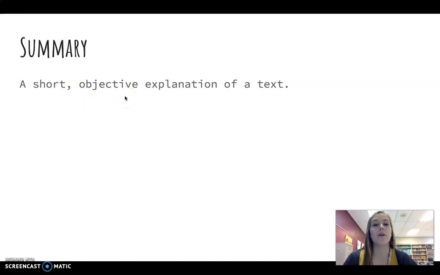And then the part I know that you guys are really going to like is that summaries are meant to be short. Okay, sometimes we're going to read really long passages, and if I ask you to summarize it, I don't want a really long summary. I want a short summary. And we'll talk a little bit more in just a second about how long your summary should be.